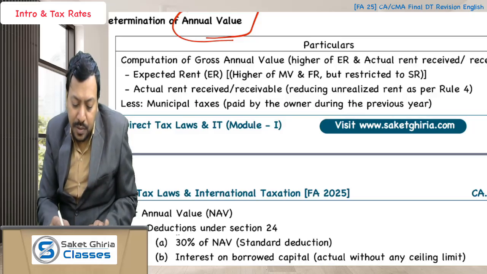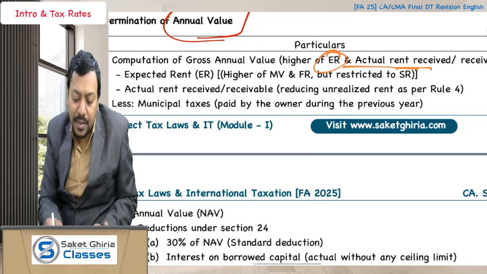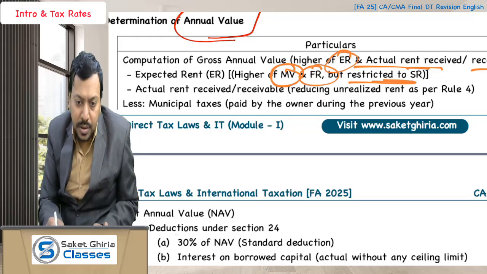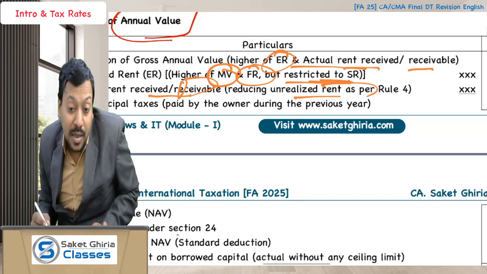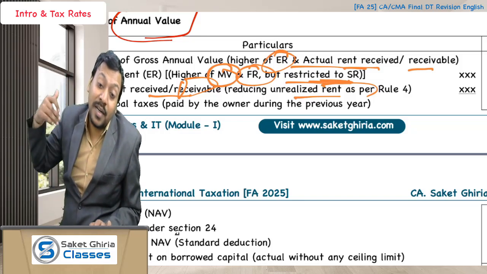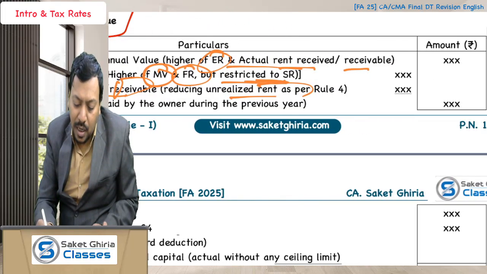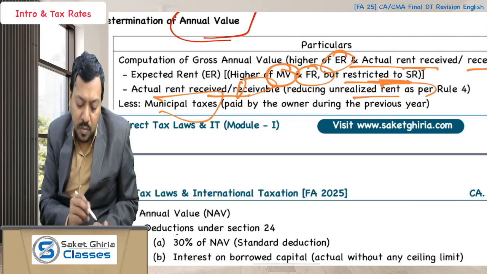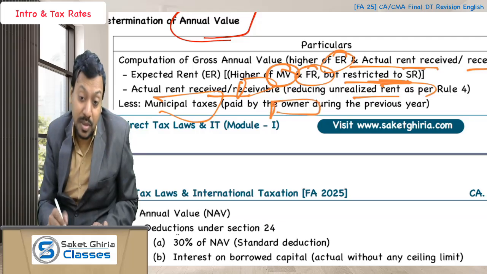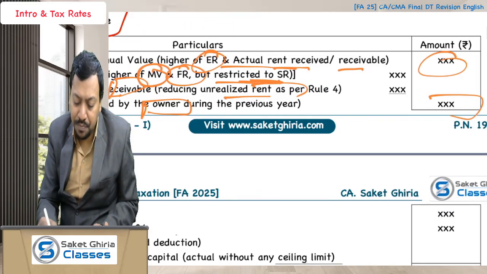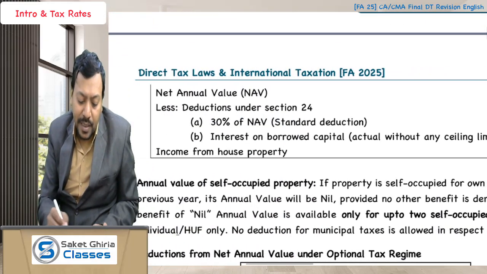So computation of GAV: higher of expected rent and actual rent received or receivable. Expected rent was what? Higher of municipal value and fair rent, but restricted to standard rent. Actual rent received or receivable, reducing the unrealized rent. Unrealized rent is the rent which the tenant has not paid. Okay. So this is the GAV. Out of this GAV, we will reduce the municipal taxes which have been paid by the owner, meaning actually paid by the owner, not on the accrual basis, the actual payment during the previous year. This will be known as NAV, net annual value.